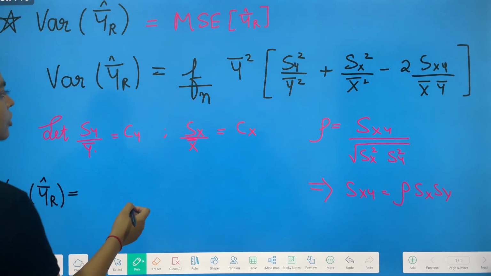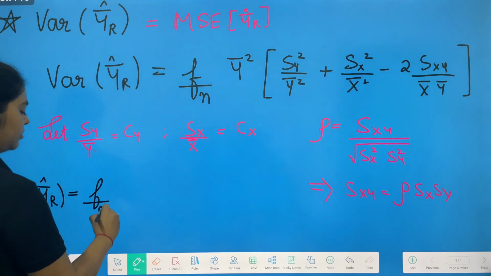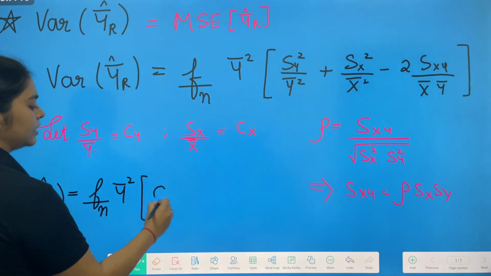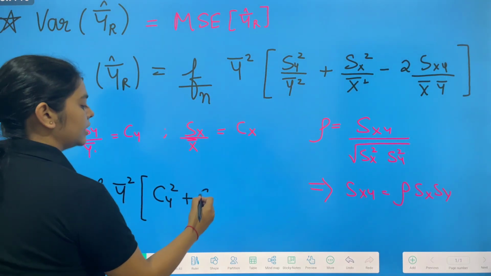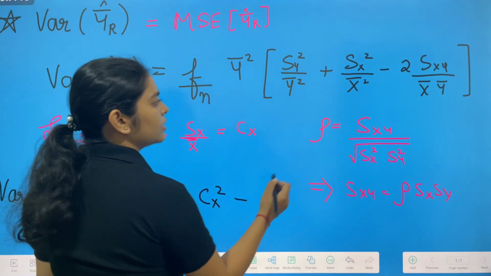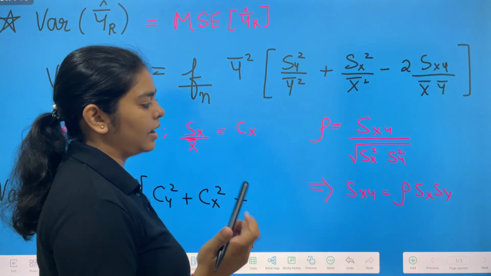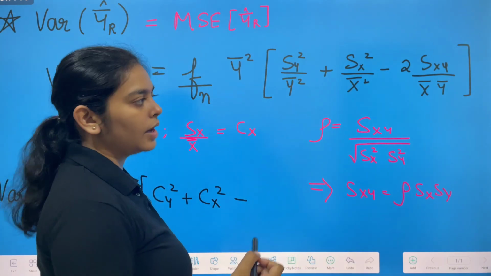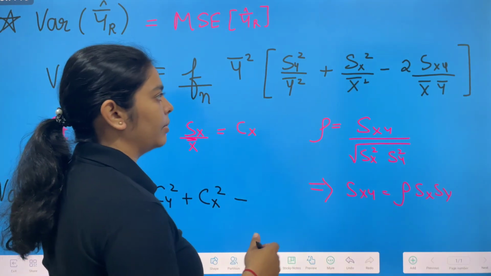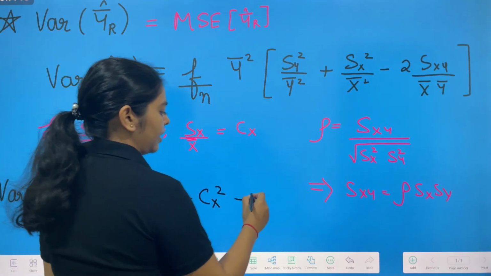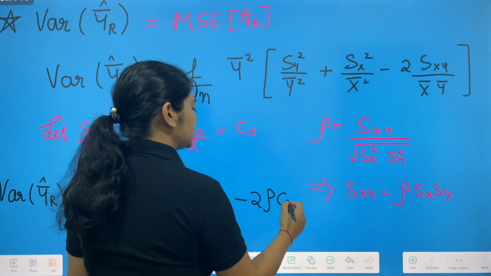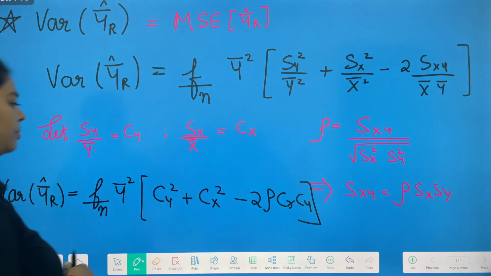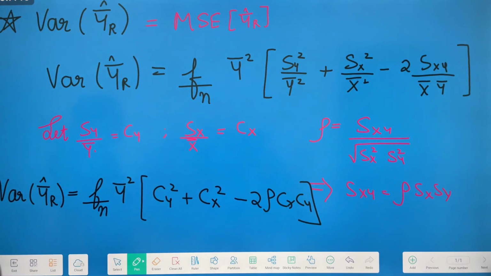variance of y bar ratio is f by n y bar square into Cy square plus Cx square minus 2. Since Sxy can be written as rho Sx Sy, and Sx upon x bar and Sy upon y bar can be written as Cx and Cy, it will be minus 2 rho Cx into Cy. This will be our formula for variance in terms of C.